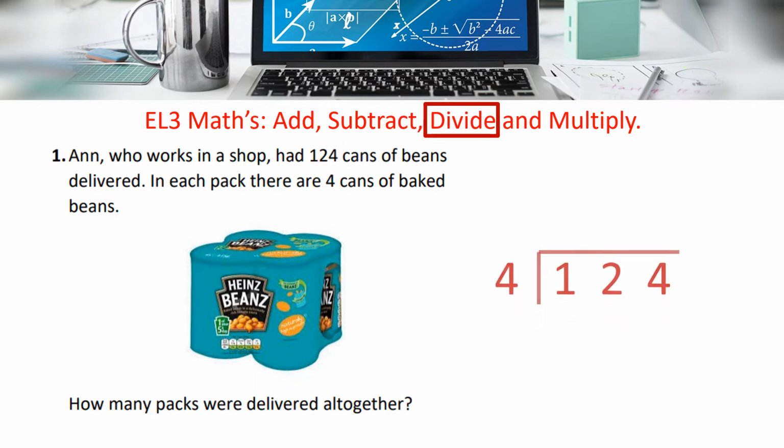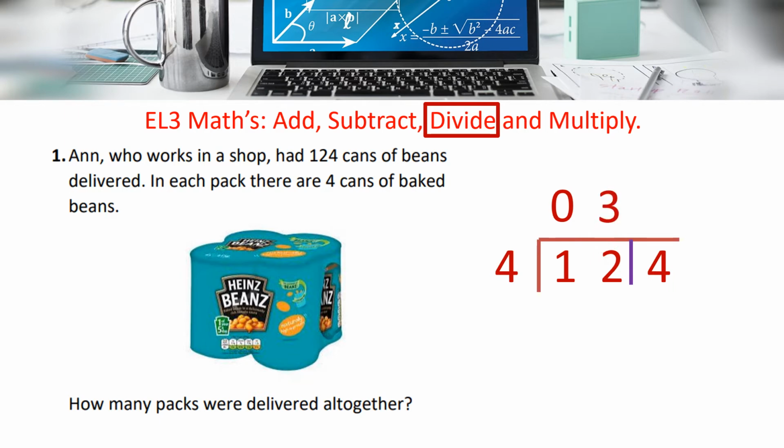So you divide. There's 124 and there's your 4. So you start from left to right this time. And it's 4 into 1 doesn't go, there's none. So what you do then, you break it down into a smaller problem and you say, how many 4s are in 12? Well, there's 3 4s in 12, isn't there? So you put 3 up there, and that just leaves this 4. How many 4s are in 4? Well, there's 1. And you can see there that 31 packs were delivered altogether.